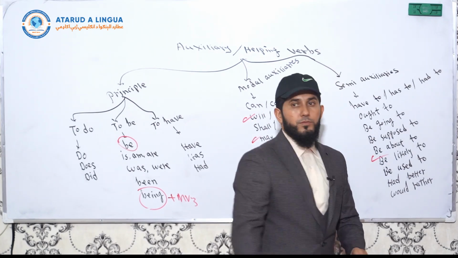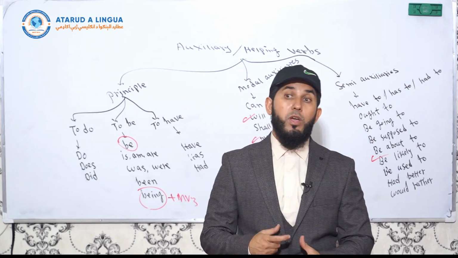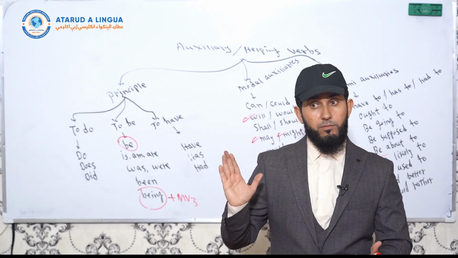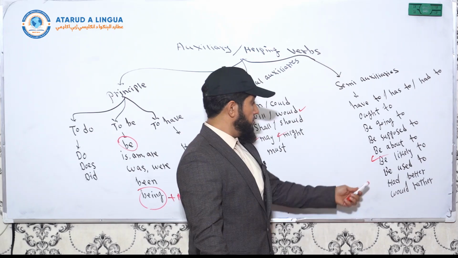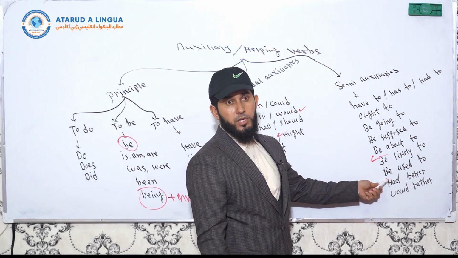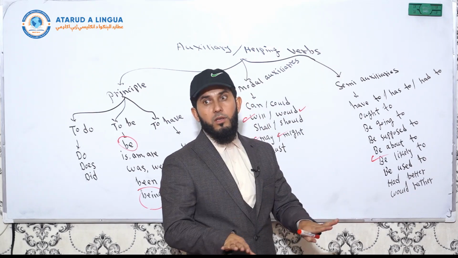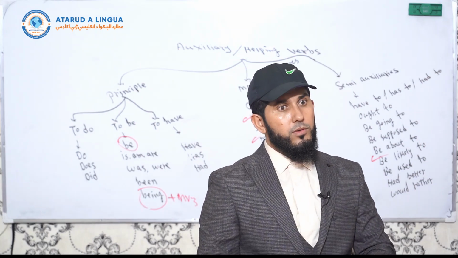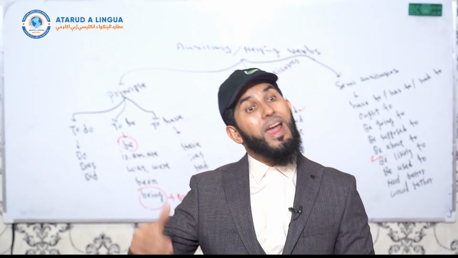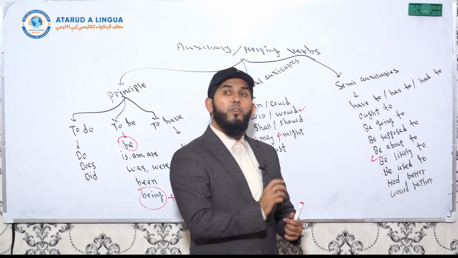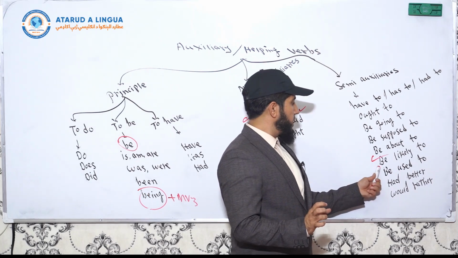So be used to means to have the habit of something, but there should be a to be verb. There should be a to be verb: be, am, is, are, was, were. If you use am, is, are, it means you have the habit of something now. And if you use was, were, it means you had the habit of something. For example, and it should be followed by verb ing.